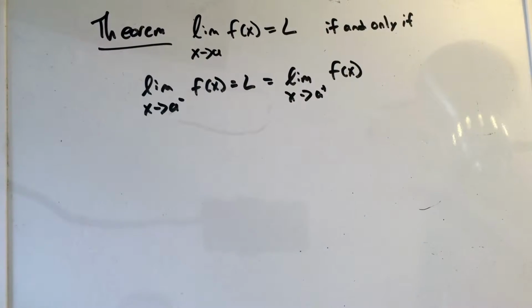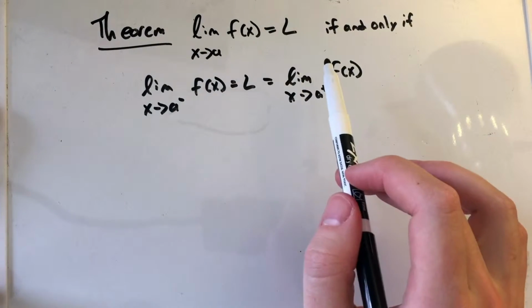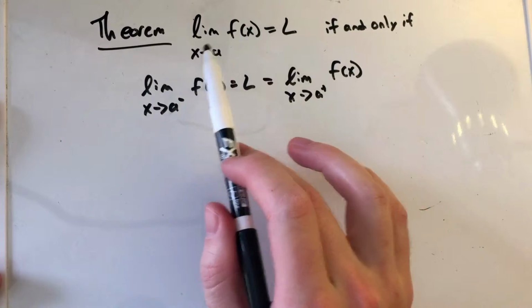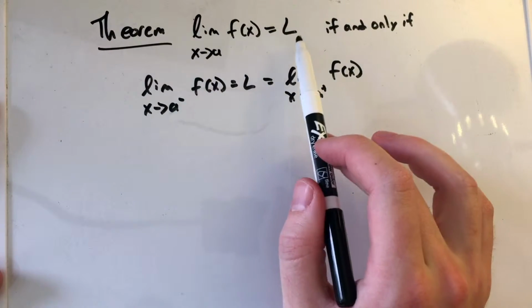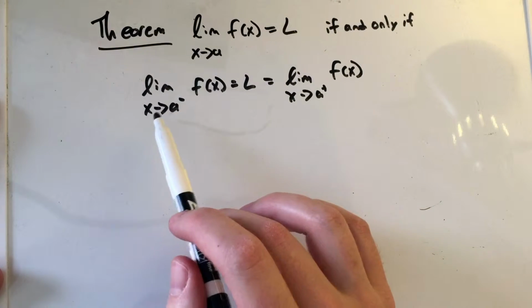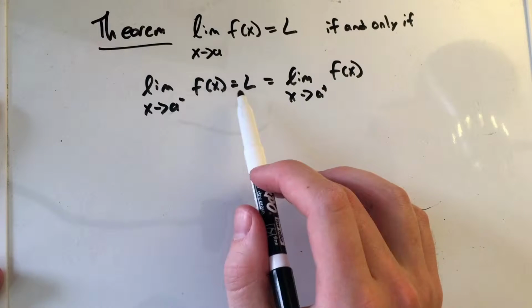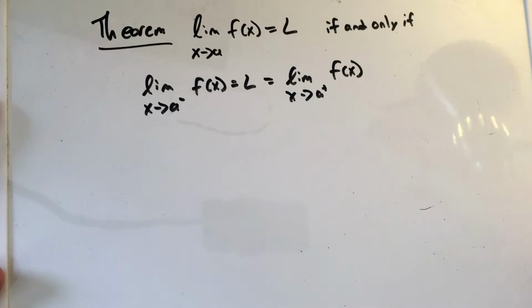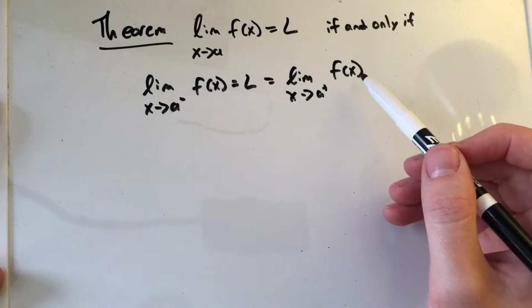In this video, we're going to talk about a theorem about limits. So basically, this theorem states that the limit of f of x as x approaches a equals L if and only if the limit as x approaches a from the left of the function equals L, which is also equal to the limit as x approaches a from the right of that function.